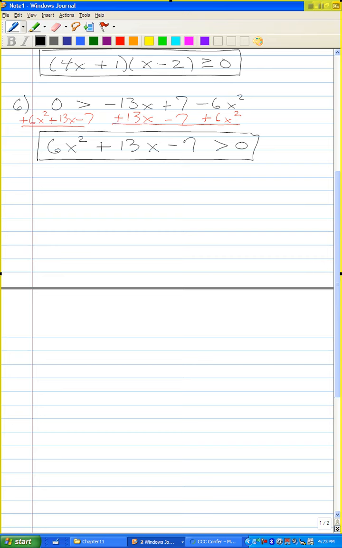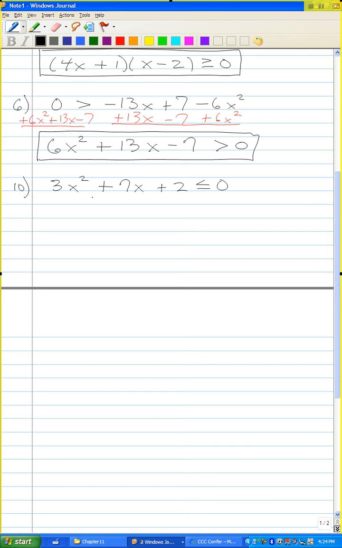Let me do problem number 10. 3x squared plus 7x plus 2 is less than or equal to 0. So in exercises 1 through 8, we wanted to write the inequality in standard form. Now, in exercises 9 through 20, we want to find the critical points of the inequality. So let's determine my critical numbers.